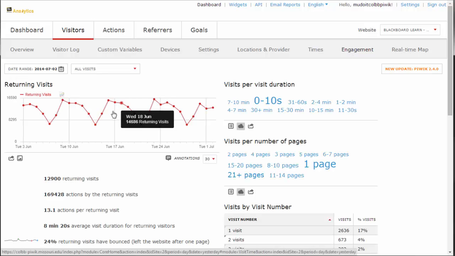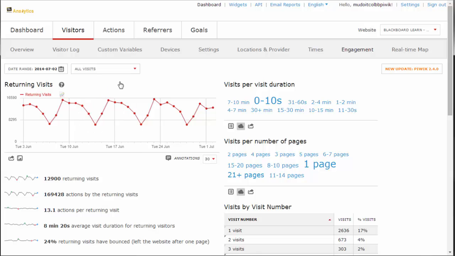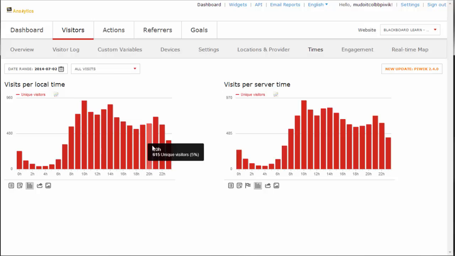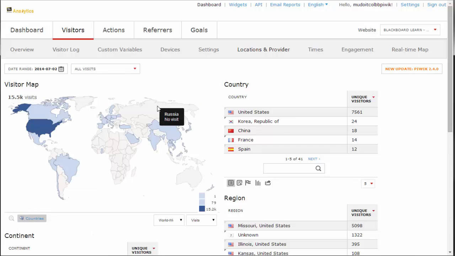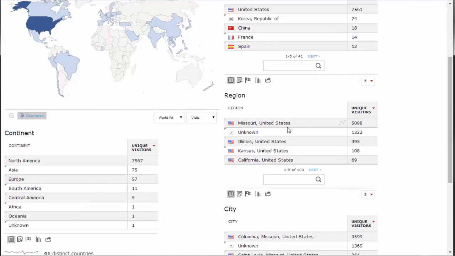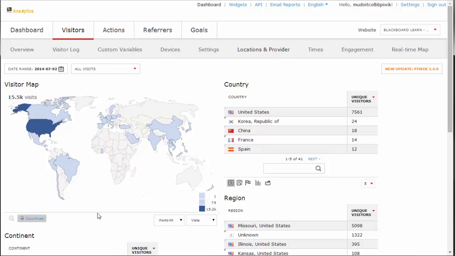We can also look at engagements, how many times a visitor came through our environment, along with visits based on our server and local times. We also can see a visitor map for today, showing you the unique visits from a variety of different countries, regions within the US, continents, and even cities, and providers.